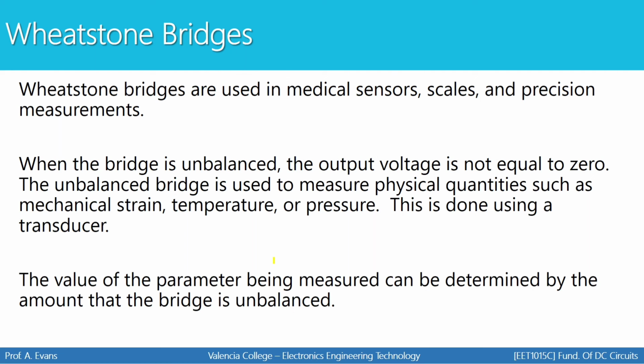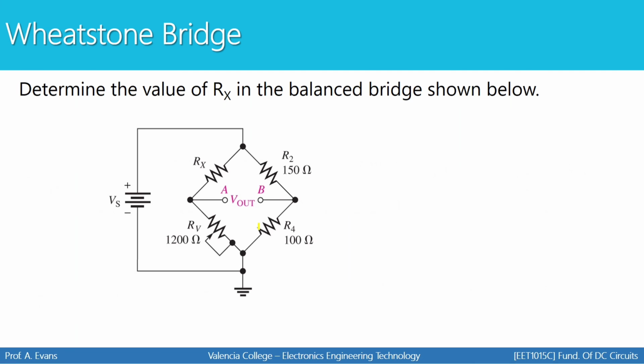So again, when a Wheatstone bridge is unbalanced, the output voltage is not equal to 0. You can measure that output voltage and you can correlate it to a physical measurement like temperature or pressure. So all we're going to do is determine the value of Rx in the balanced Wheatstone bridge shown below. Now this one is balanced, which means this voltage should be 0.